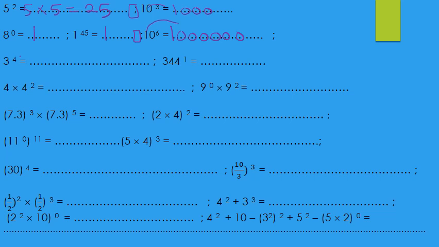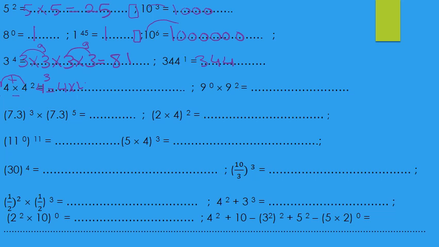Now 3 to the power 4, we make a multiplication sentence. 3 times 3 times 3 times 3. It is equal to 3 times 3 is 9, 3 times 3 is 9, 9 times 9 is equal to 81. 344 to the power 1, any number to the power 1 will give us the number itself. Now 4 times 4 squared, any number which its exponent is not written, it will be 1. Now this is a rule. We have same bases, so the base will stay as it is and we add 1 plus 2 is equal to 3. Now what's 4 cube?